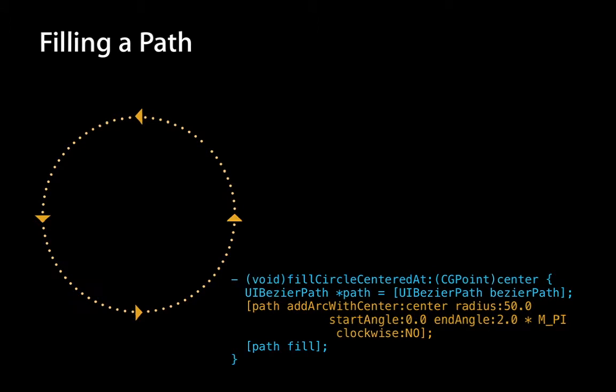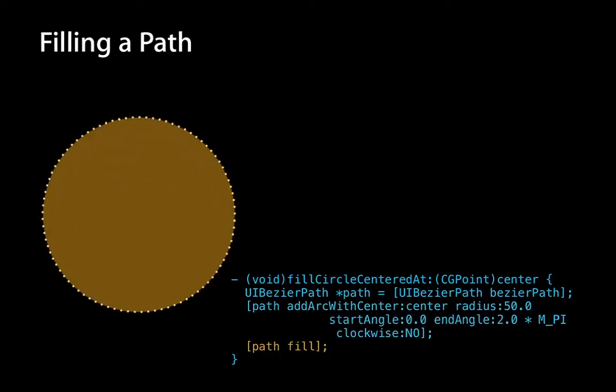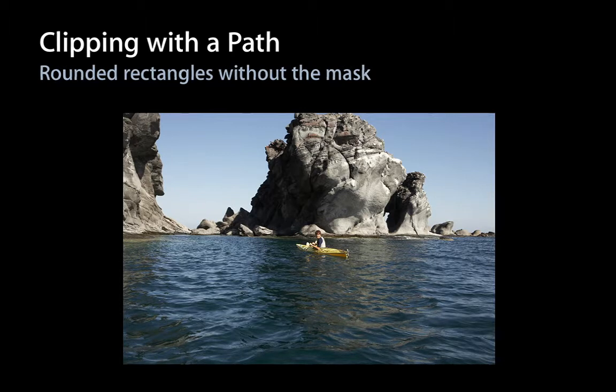Other interesting paths. Here I'm creating an arc that goes all the way around a circle, and then I call fill, and it gets filled. Now again, Core Graphics is going to worry about what pixels get filled. I just think geometrically. Another great thing that we can do with paths: once we have a path closed, we can use it to clip with. So here's an image, and we want to crop it, and we want to put some rounded rectangle edges on it so it just looks perfect, beautiful.